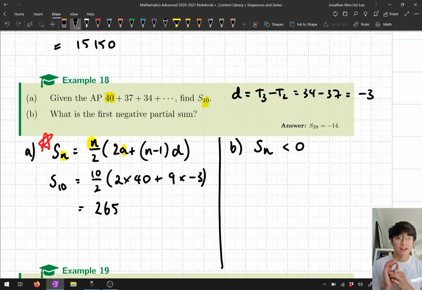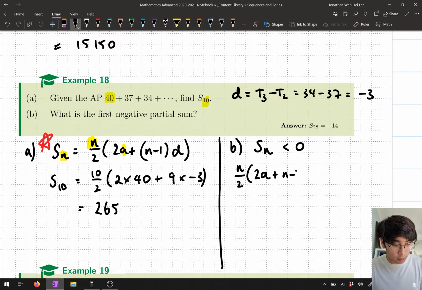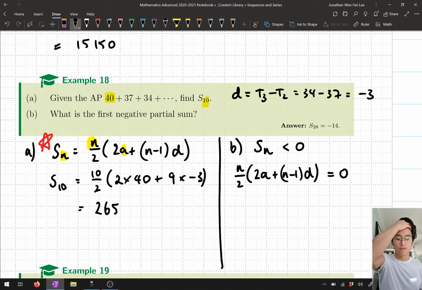And so we went through how to answer these types of questions, similar to when we want to find the first negative term. We're just going to use the formula that we have here, but instead solve it for being less than zero. Or what we normally do is solve it for being equal to zero, and then we just check the values either side. So here, I'm going to solve n over 2, bracket, 2a plus (n minus 1)d, is equal to zero.